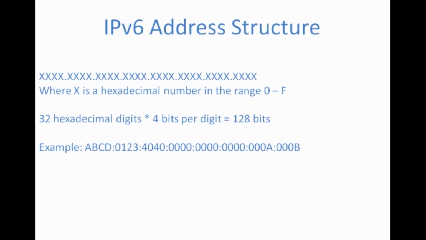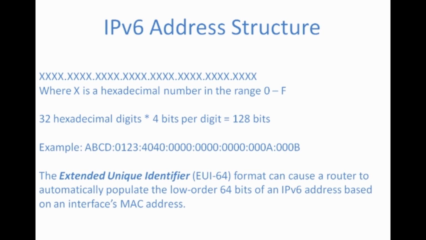And this could be a little bit unwieldy to deal with. There are a lot of hexadecimal digits here. When it comes time to assign addressing, that could be a lot of work. It might be error prone. So you might want to check out something called the EUI64 format, the Extended Unique Identifier. This can cause the router to automatically populate the rightmost, the low order 64 bits in an IP version 6 address based on the router interface's MAC address. So we don't have to make up that address. It can become populated automatically.